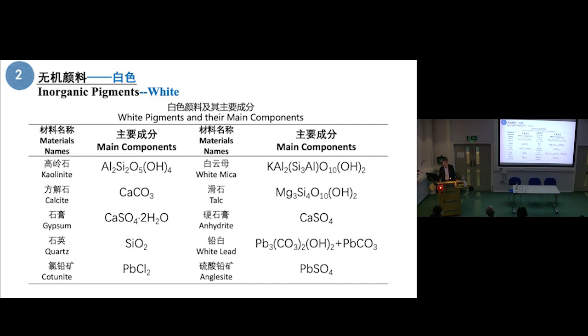First is white. White includes kaolinite; different periods use different whites: kaolinite, calcite, gypsum, and quartz, and very few cartilage. Maybe in the Sui and Tang Dynasties, the paintings use white mica and talc, and white pigment anhydrite. Very few use white lead. As you know, white lead is very popular in European wall paintings and other white pigments.